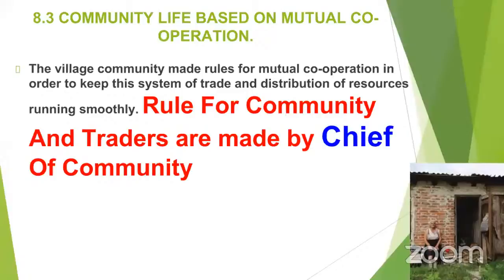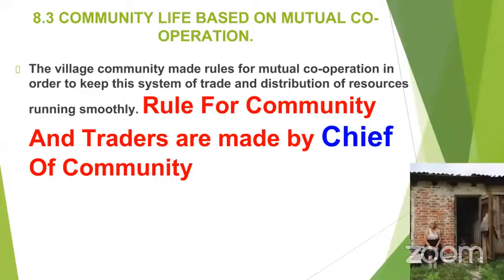The village community made rules. Now they started forming villages. And this village community made rules for mutual cooperation in order to keep this system of trade and distribution of resources running smoothly. And rules for the community and traders were made by the chief of the community. Means whoever is making the rules, he will become the chief, the leader, the main person of the community.